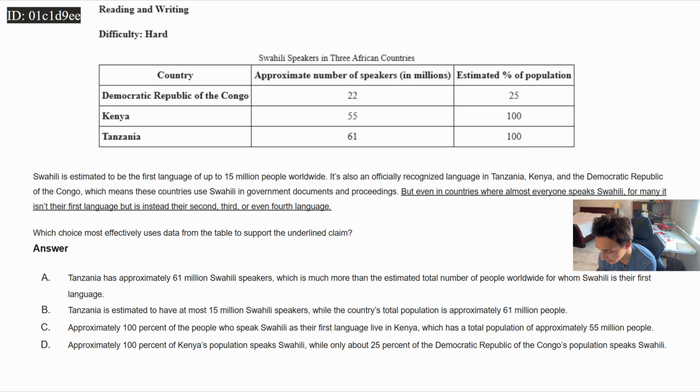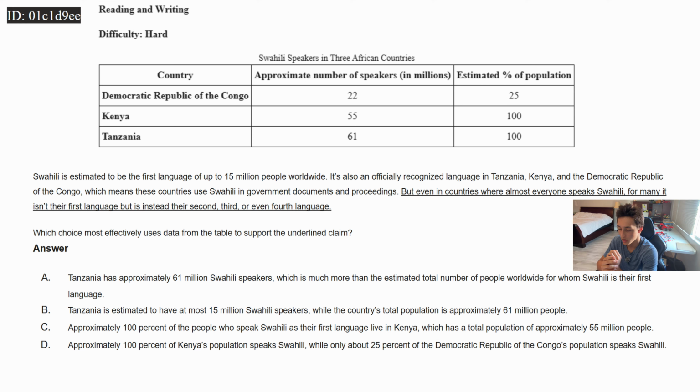So according to the table, we see the approximate number of speakers and the estimated percent of population. So we have to say that even with the countries that speak Swahili, most of them didn't have it as their first language. So we see that the text says up to 15 million people had Swahili as their first language. In the graph, we see that 61 million people in Tanzania, estimated to be 100% of the population, speak Swahili. That's a drastically larger number than 15 million. So just from that alone, I'm saying there's our evidence.